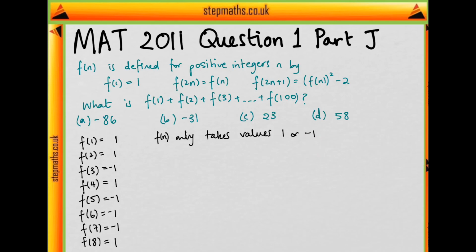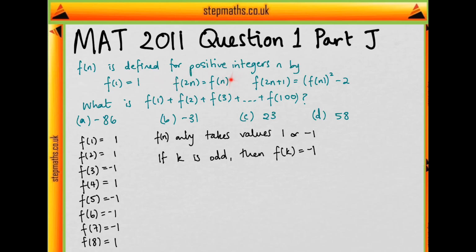And, well, if f(n) was 1 or minus 1, then squaring it gives us 1, and taking 2 off is going to give us minus 1 in total. So we see that for any odd number that we put in, we're going to get minus 1 out when we take f(n). Okay, so what about even numbers?